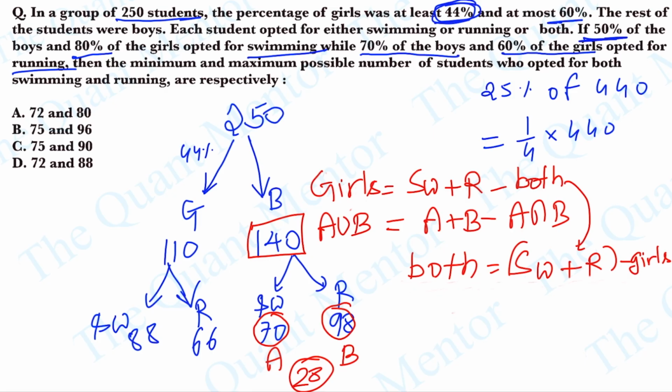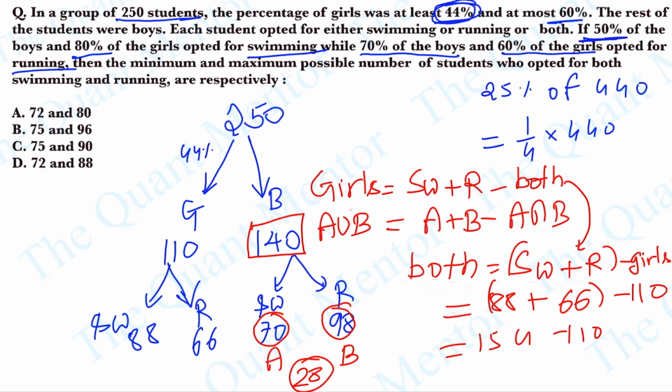Now the exact same thing we can do for the girls as well, right? The number of girls who do both swimming and running will be the number of girls who do swimming plus the number of girls who do running minus the total number of girls 110. This would be 154 minus 110, or this becomes 44. So minimum 44 girls do both swimming and running. So total number of students who do both running and swimming would be 44 girls and 28 boys, which is 72.